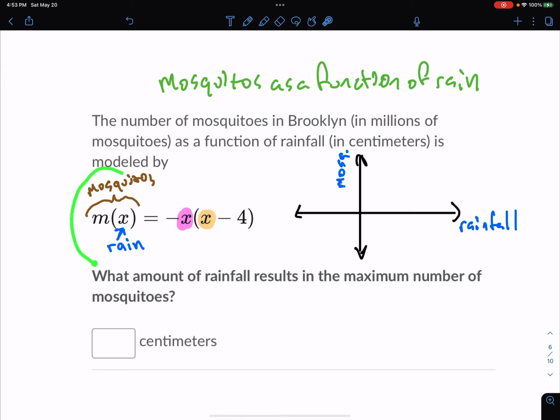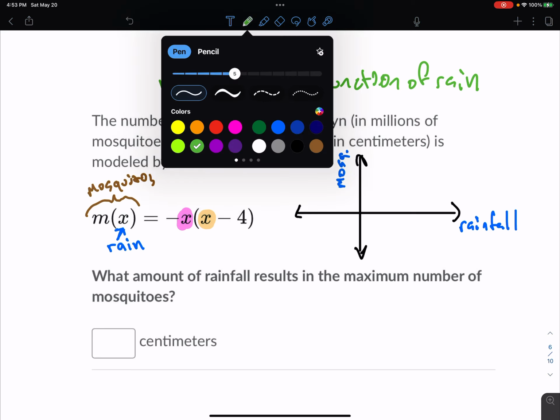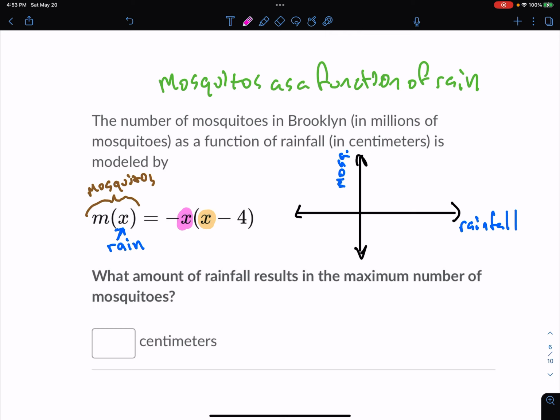And m of x, when you plug in how much rain we get, m of x tells me how many mosquitoes there are. So mosquitoes goes up and down. Rainfall goes left and right. Let's plot these 2 points that make this equal to 0. So we're figuring out what makes y 0. If I can figure out what makes this 0, I'll know where my 2 horizontal intercepts are, and that's going to help me see what's going on here.